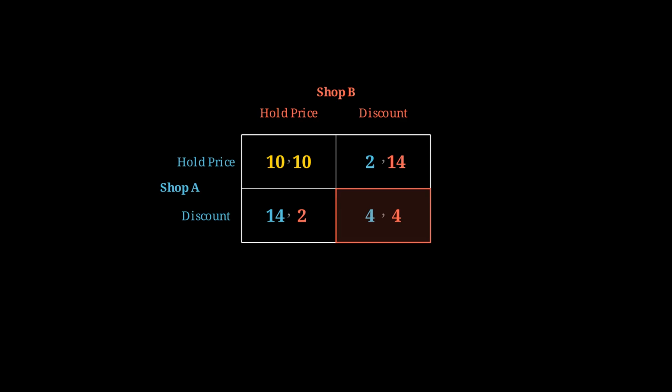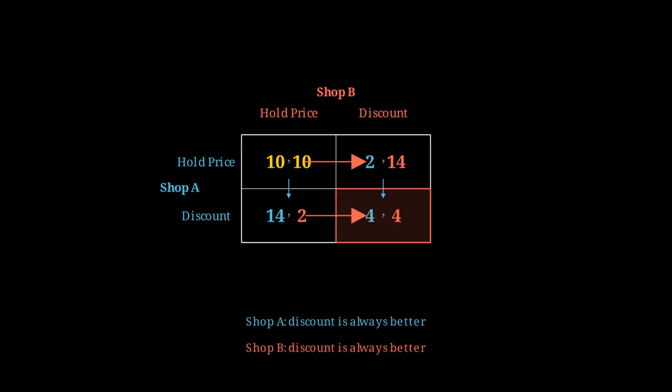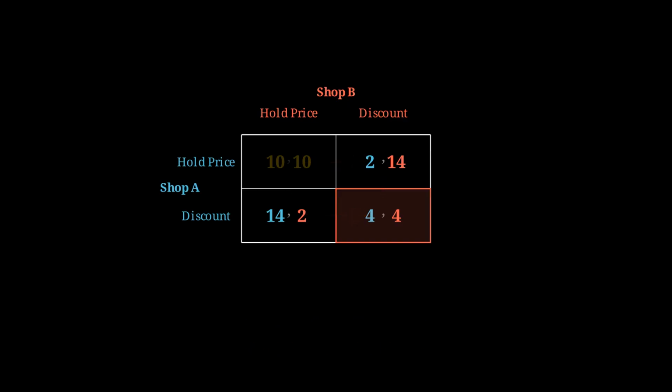Both earn 4. Now look at what each shop sees. Shop A checks its rows. If shop B holds, discounting earns 14 instead of 10. If shop B discounts, discounting earns 4 instead of 2. Either way, discount. Shop B sees the exact same logic. So both discount. Both earn 4, when they could have both earned 10. Individual rationality. Collective loss. This tension is the heart of game theory.